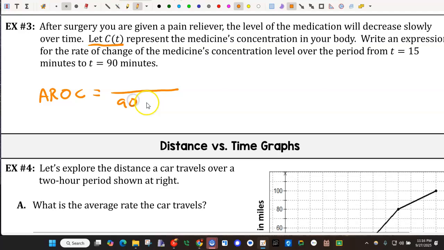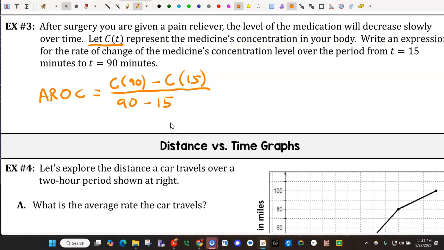So I know the bottom of this problem is going to be 90 minus 15. And then, of course, the y value, or the C of t value for 90. So C of 90, whatever that might be, doesn't give it to us, minus whatever the concentration was after 15 minutes. So we're taking the concentration after 90 minutes minus the concentration of this medicine after 15 minutes and dividing it by 90 minus 15. And that's all we could do here, just asking for this expression.